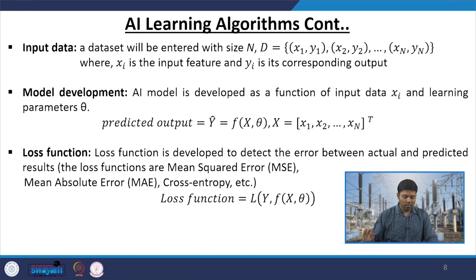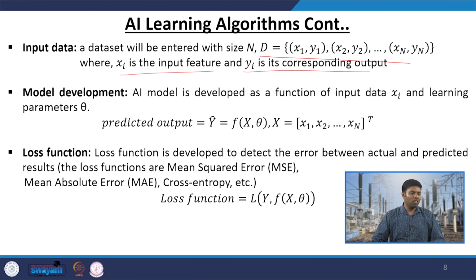Okay. So, with this, if we look at AI learning algorithms, if you give a data set of a particular input and output, that means if you give the input feature, you have to give the corresponding output feature as well. Then only it will learn, it has to know where to go first.